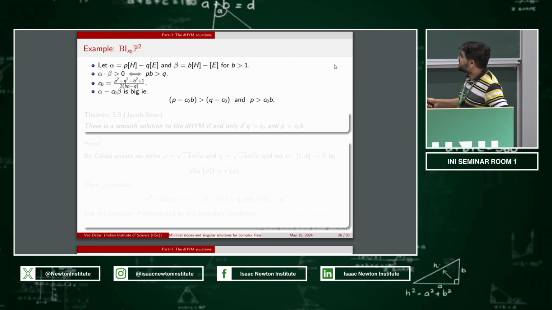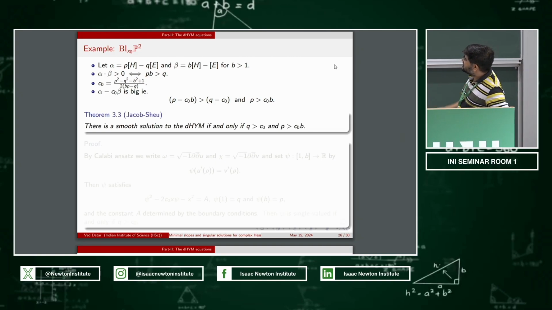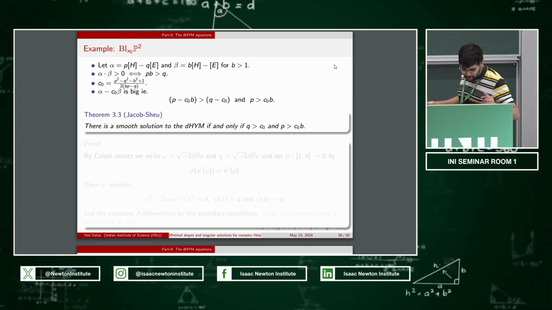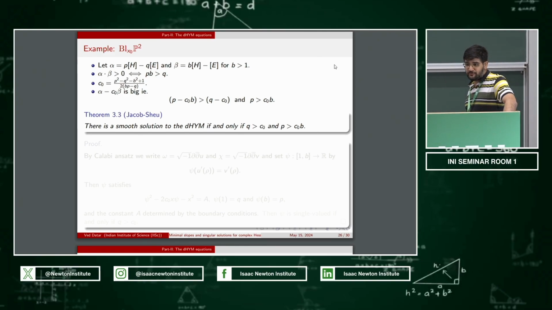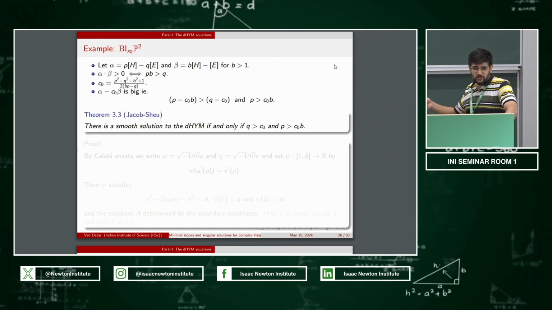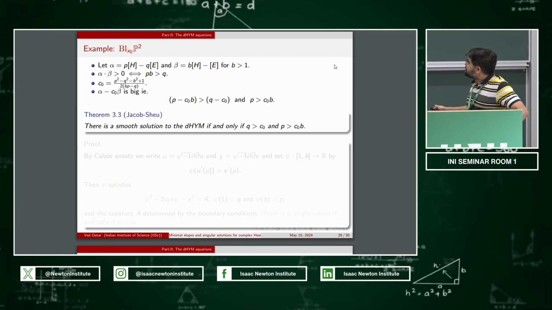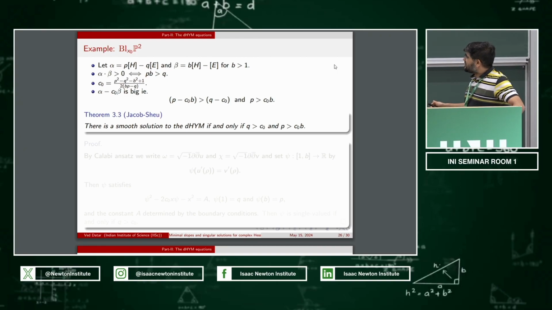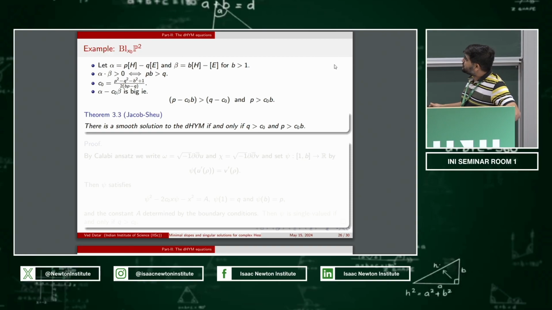And that results in two inequalities, namely this inequality and then P bigger than C naught times B. So then there's this result of Jacob and Shu, where they studied the deformed Hermitian Yang-Mills equation on the blow up of Pn. This was before Gauchen's paper appeared, or maybe just afterwards, but they essentially classified all the solutions on blow-ups of Pn. In this particular example of the blow-up of P2, they showed that there's a smooth solution if and only if Q is bigger than C naught and P is bigger than C naught B.